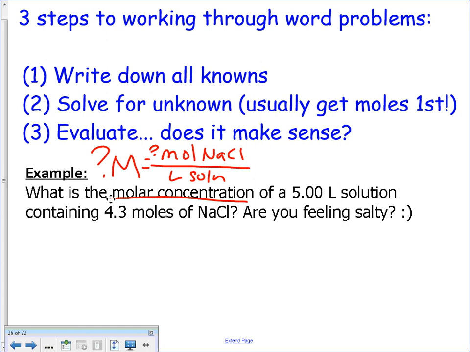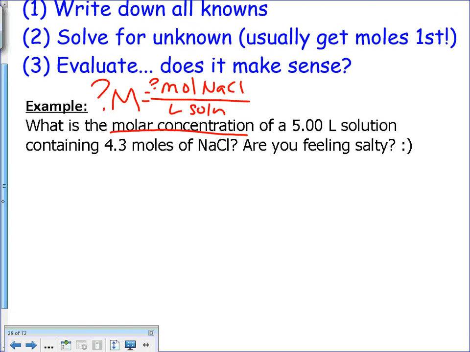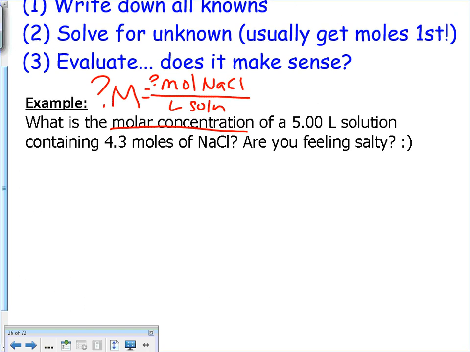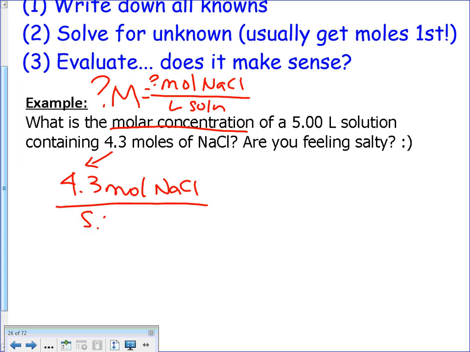If you think about your question at first, then plug in your givens, you should be good. So what is the molar concentration of a 5-liter solution containing 4.3 moles of sodium chloride? How do you set this up, guys? So 4.3 is our moles of solute, and over what? 5.00 liters of solution. It's set up exactly the way we set up our question. Plug it in. What do you get?